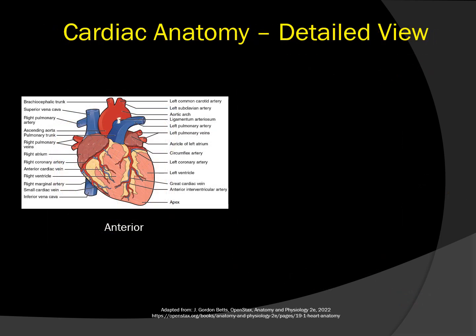Let's look at some more structures and vessels that can be seen on the anterior surface of the heart. The auricle of the left atrium, also known as the left atrial appendage, is a small, pouch-like structure on the top of the heart that extends from the side of the left atrium. It's shaped like a windsock and is derived from the left wall of the primary atrium during embryonic development.